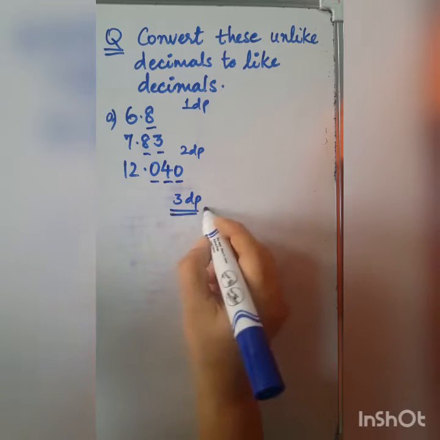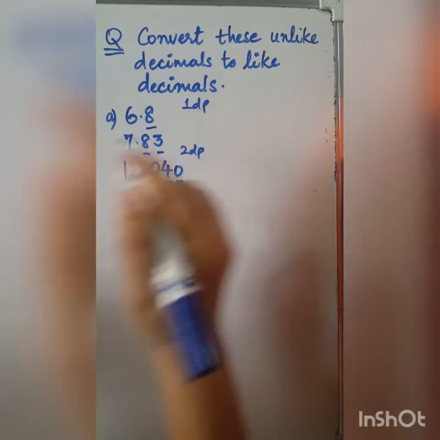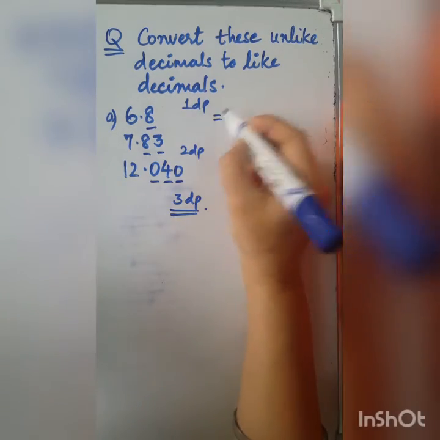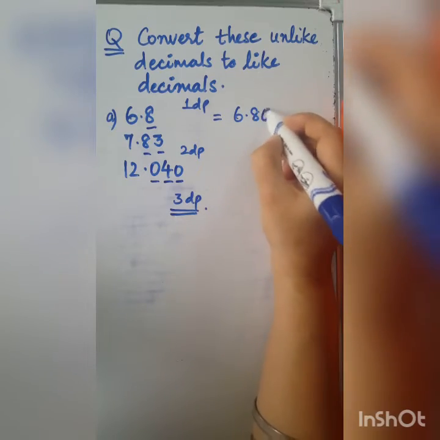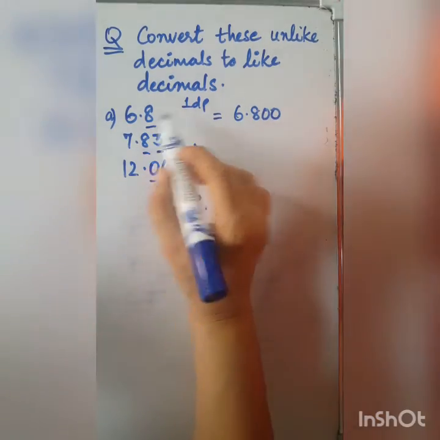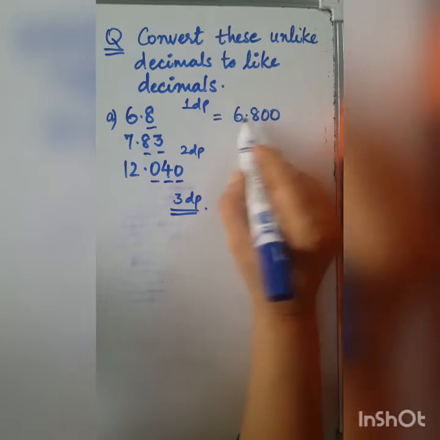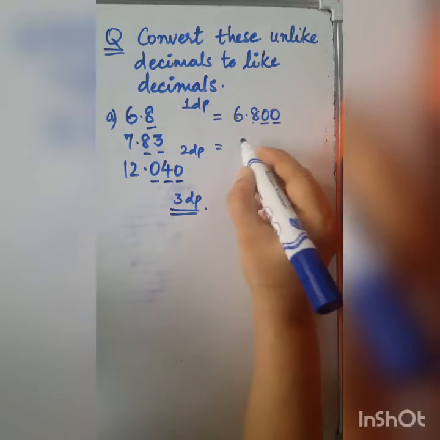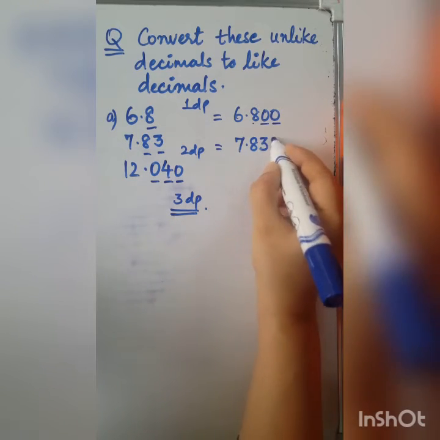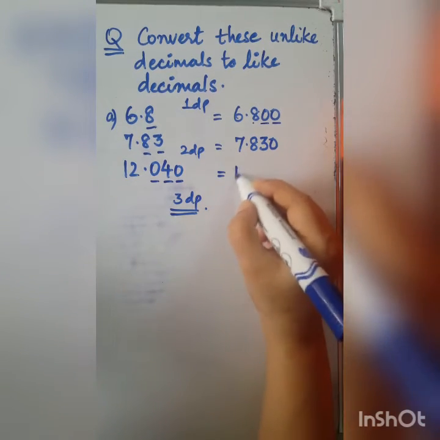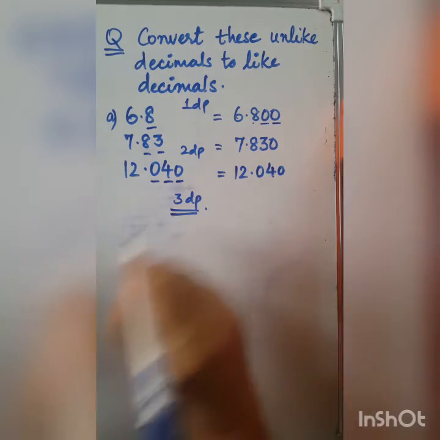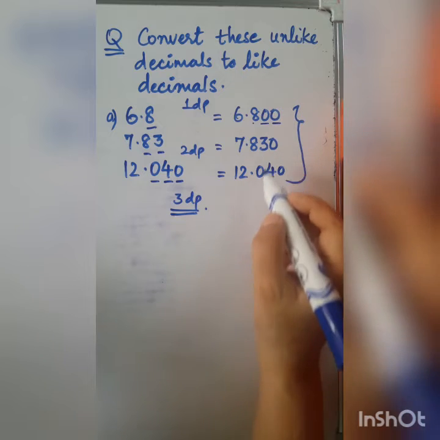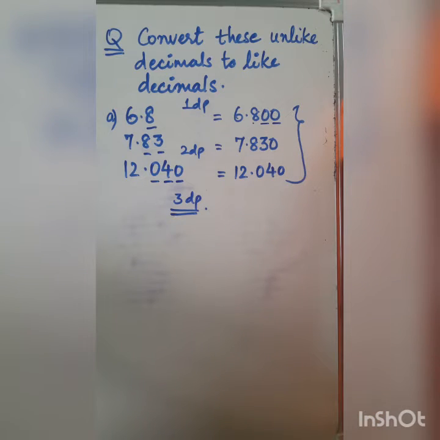We will see the maximum number of decimal places, and we will put the number of zeros that are required to complete this 1 decimal place to 3 decimal place. So if I put 2 zeros, this will be up to 3 decimal place. Similarly, 7.830 and similarly 12.040. So all have now 3 decimal places, and they are converted to the like decimals.